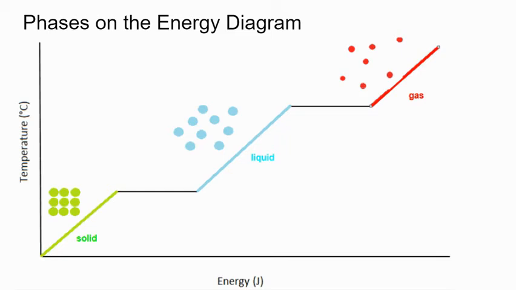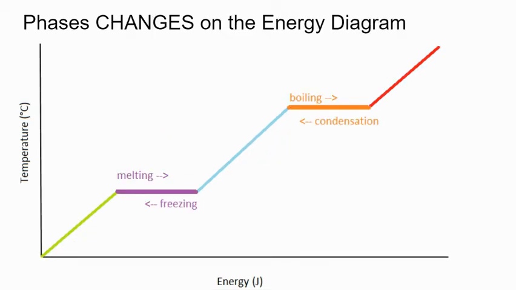You cannot use m delta T c in a phase change, in the flat sections, because temperature doesn't change. Your delta T would be 0. You would multiply everything by 0, it would go to 0, it would make no sense.